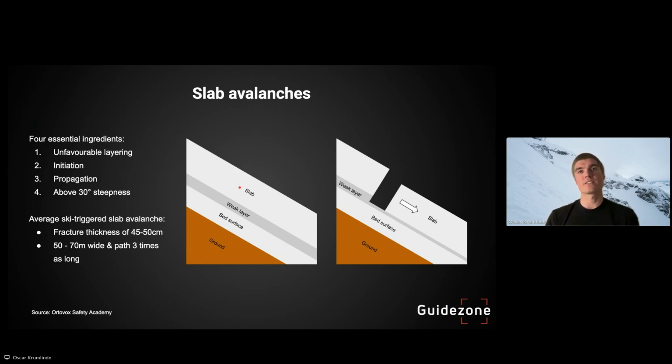The third ingredient we need is crack propagation. The initial crack in the weak layer needs to spread out across the slope. Simplified, if the weak layer is present across the entire slope and the slab is sufficiently thick with well-bonded snow, it might support crack propagation. So the initial crack can spread out in all directions.